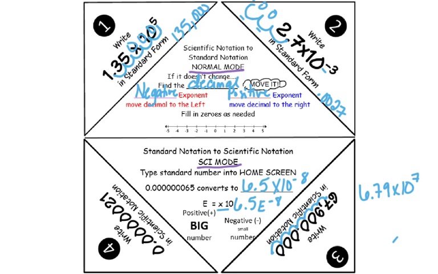And then finally, I've got this big decimal. So I've already got the decimal here. I need it between the 2 and the 1. So it's going to move 1, 2, 3, 4, 5, 6 spots. So this one would be 2.1 times 10 to the negative 6.